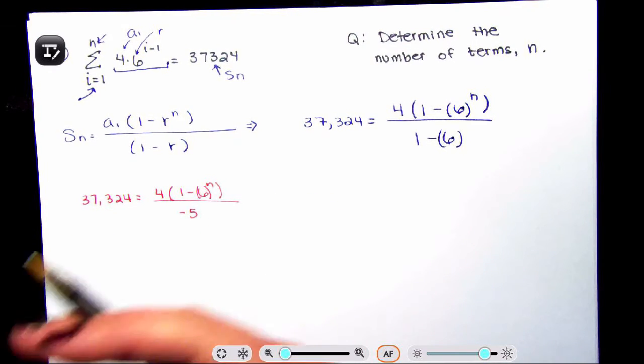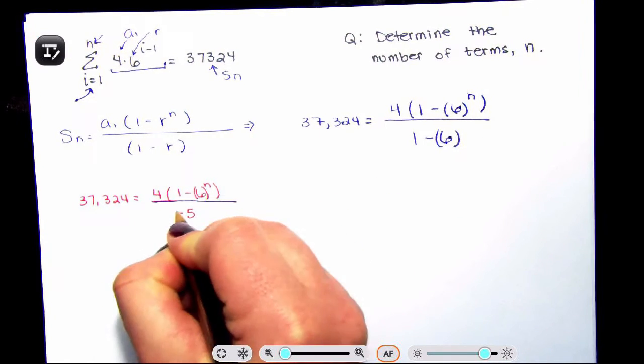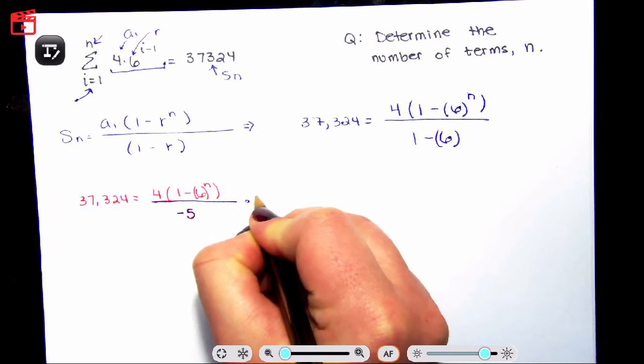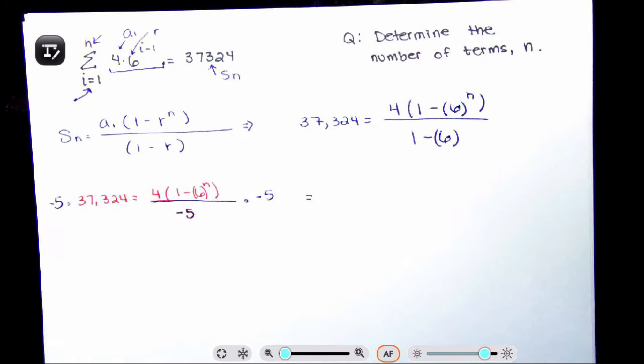We can't do that unless we get rid of everything else. So the first thing you need to get rid of is this divided by negative 5. So how do we get rid of that? We're going to multiply both sides by negative 5. So what do we have? Calculator time.